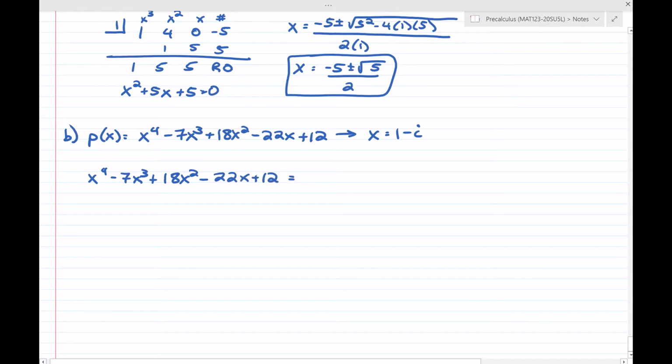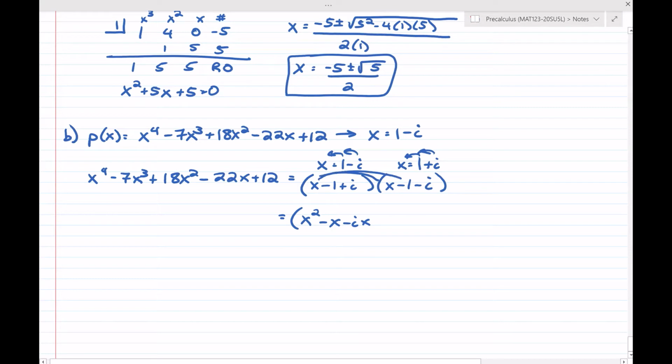So one of the roots is 1 minus i, which means another root is 1 plus i. We're supposed to have 4 total. So let's convert this to a factor by bringing everything here on the other side. We'll distribute those. This turns into x squared minus ix. We just distributed x times everything. Now let's distribute negative 1 times everything. Then we'll distribute i times everything.